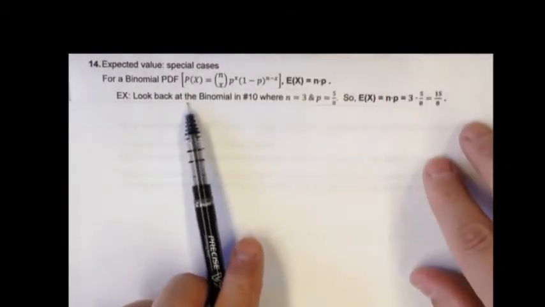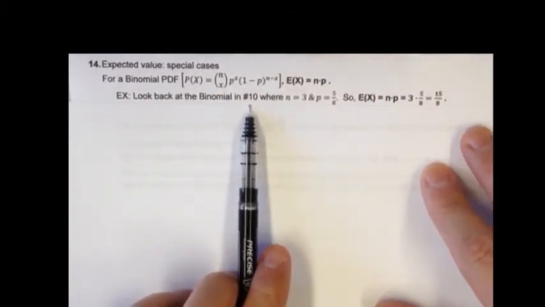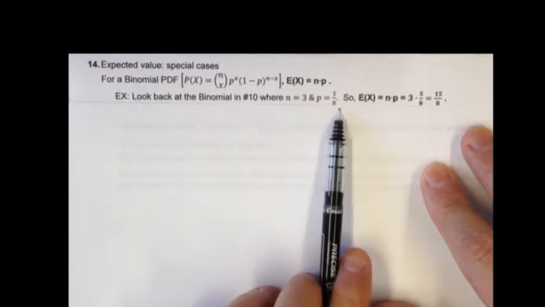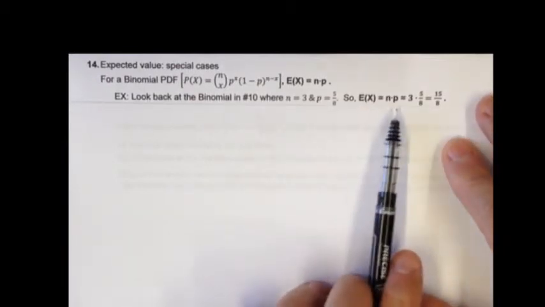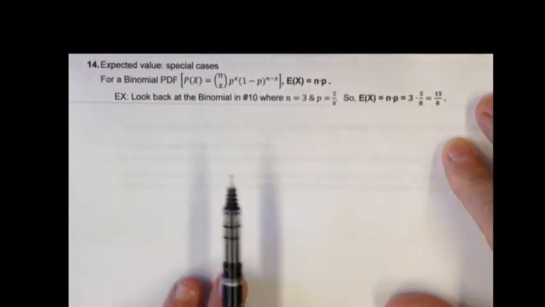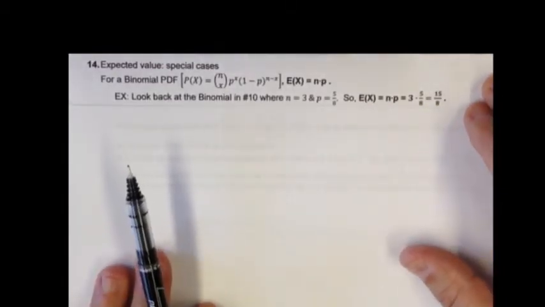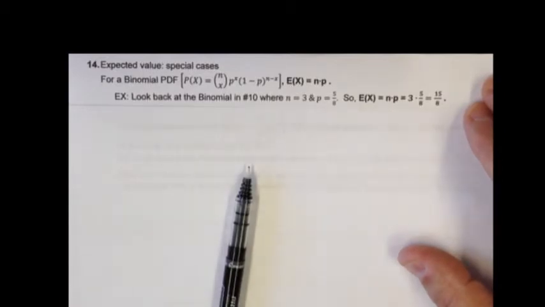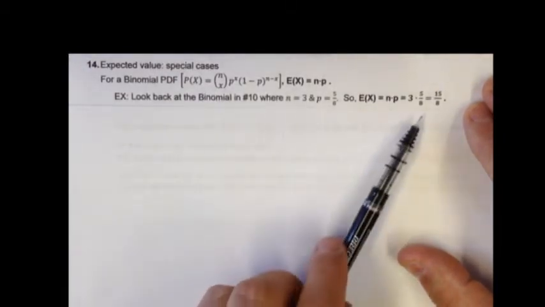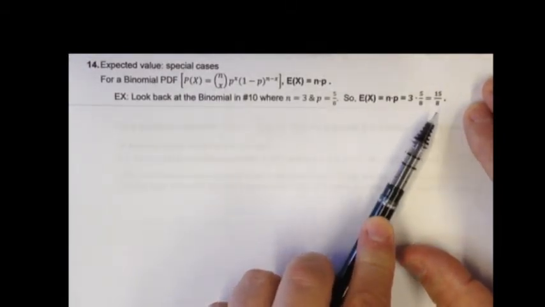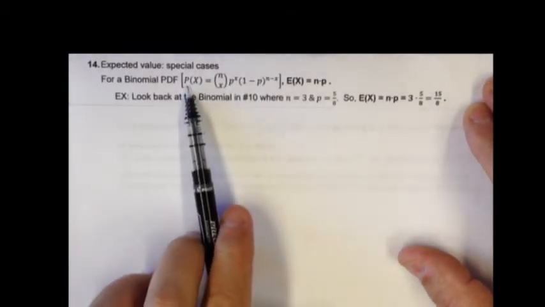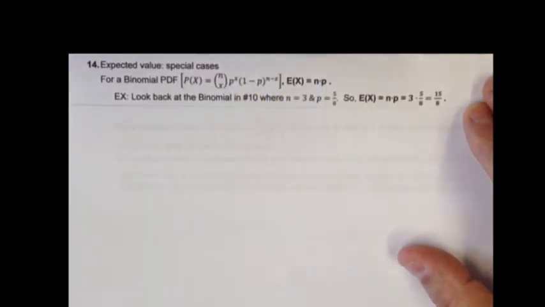Just as an example, if we go back to that problem we did in item number 10 earlier, we had n equals 3 and p equals 5/8, and if you take 3 times 5/8 you get 15/8. If you look back, you'll see that if you actually took the time to write out the table and write out the x values and probabilities, you would get 15/8, but it would take you a lot longer and you'd have more of a chance of making a mistake. So if you're given a binomial as a PDF formula, it's much better to try to do this than to write it out as a table and do the long calculation.